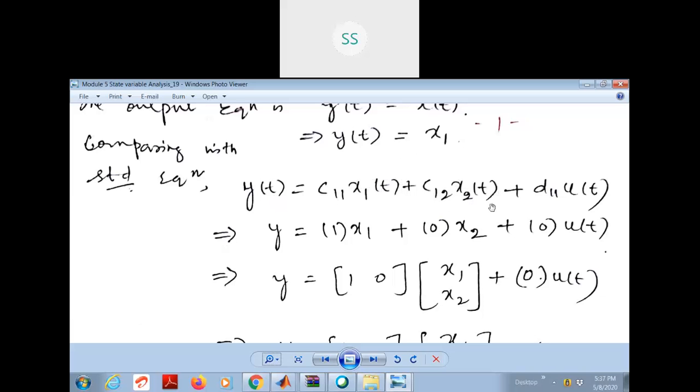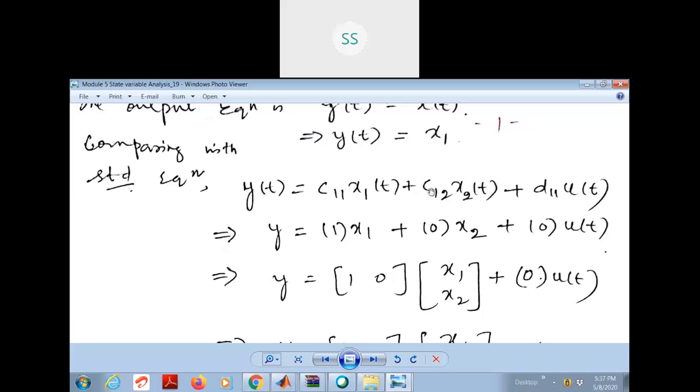So this is the standard form, C11 into x1 of t plus C12 into x2 of t, plus D11 into u of t. As there is only one input, only D11 is included. This is a general equation to represent the output. Now, in order to obtain matrices C and D, I have to change this standard equation.